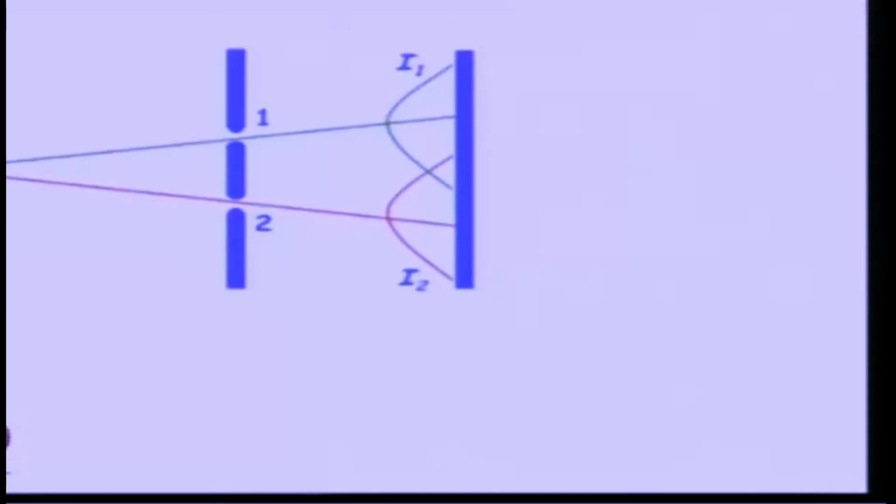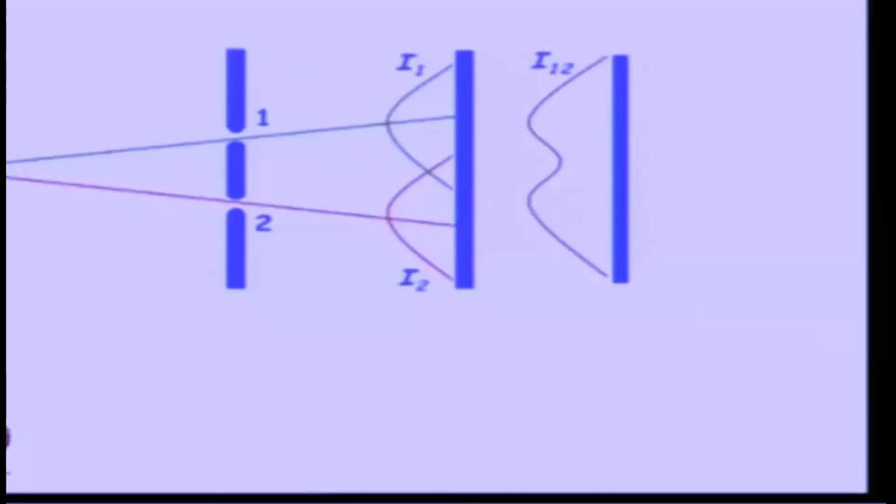This curve shown with the red color would be the result. And I have called it I2. Now suppose you do an experiment where both the slits are kept open. Then what is the result? I mean, you don't have to actually do this experiment to say what the result will be.